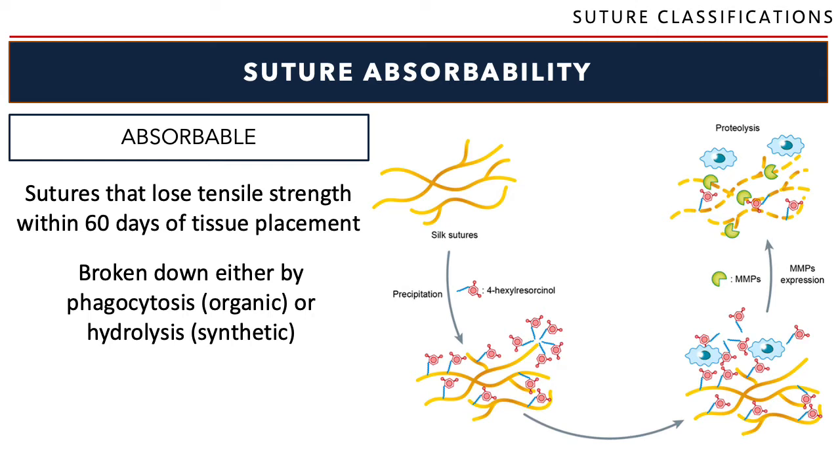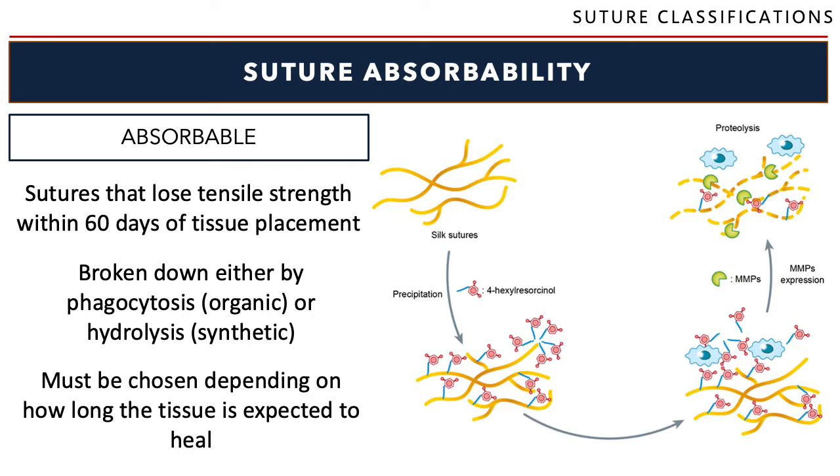And the way that you choose these suture materials must be dependent on how long you expect the tissue that you're suturing to heal. Skin takes around 7 to 14 days. Some mucosa of internal organs would take longer.